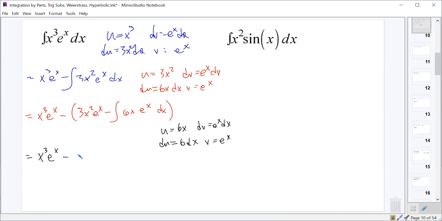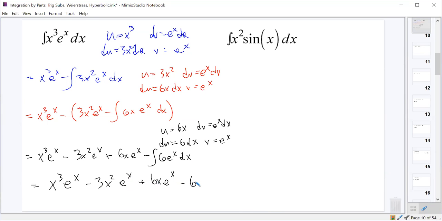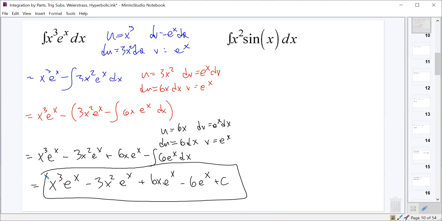So x cubed e to the x minus 3x squared e to the x, and then plus u times v, 6x e to the x, minus the integral of 6 e to the x dx. Which will then give us x cubed e to the x minus 3x squared e to the x plus 6x e to the x minus 6 e to the x plus a constant. Everybody good with that?